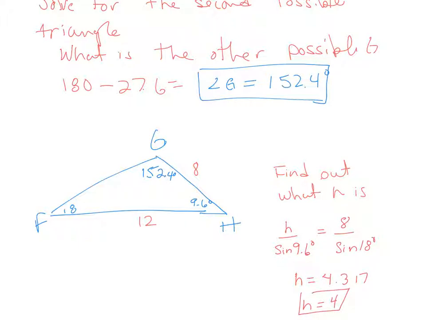So those are the different possibilities that you can have for the ambiguous case of the sine. You can have one triangle, no triangles, or two triangles.